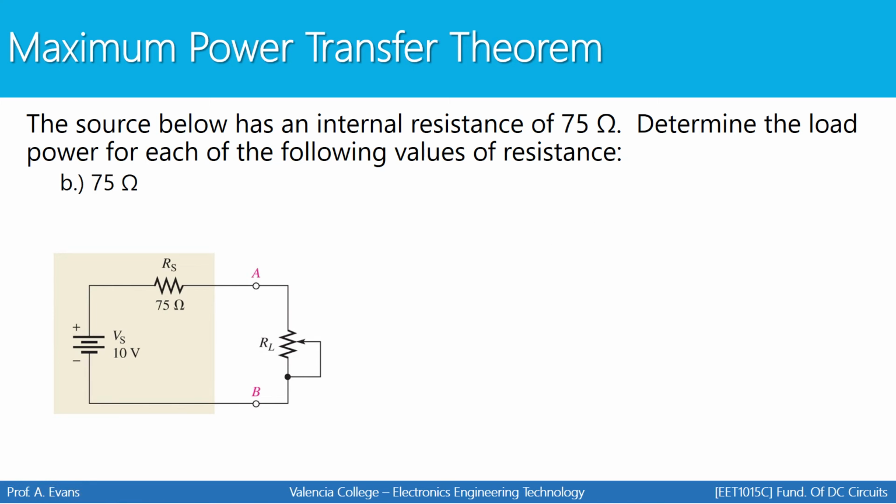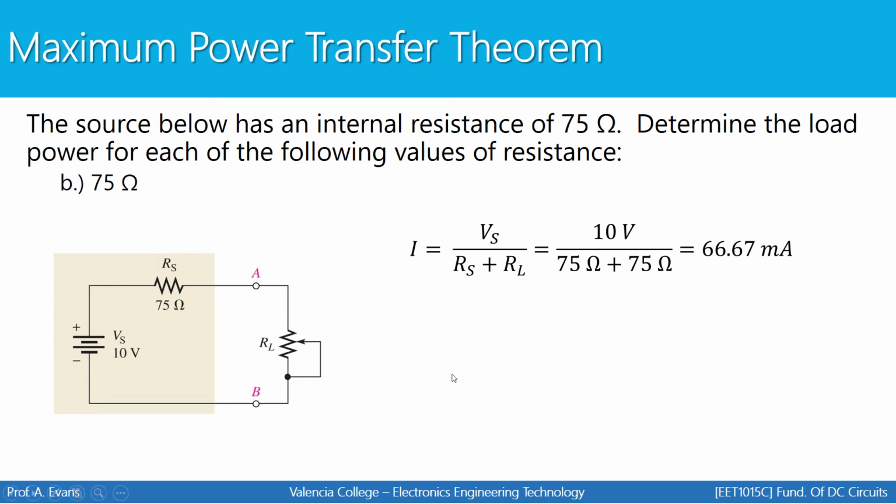Now let's change the load to 75 ohms and repeat that process. Begin by finding your total current. Since the load has changed, the total current will also change. Now our total current is 66.67 milliamps. Go ahead and calculate the power for the load using this new current, and you'll see that the power is 333.38 milliwatts.